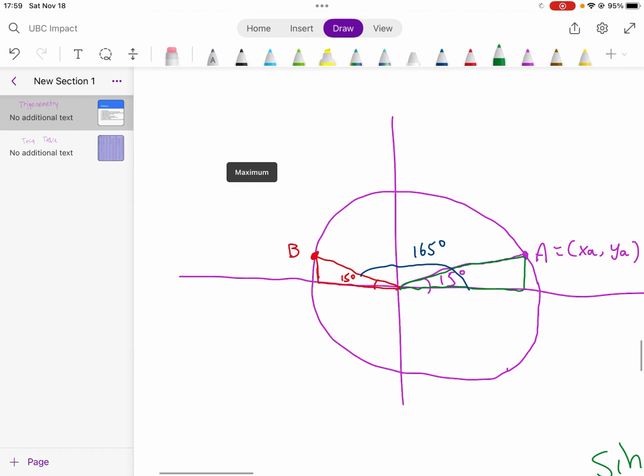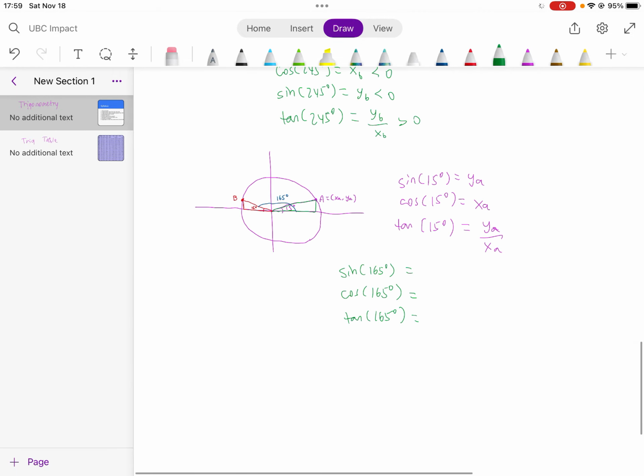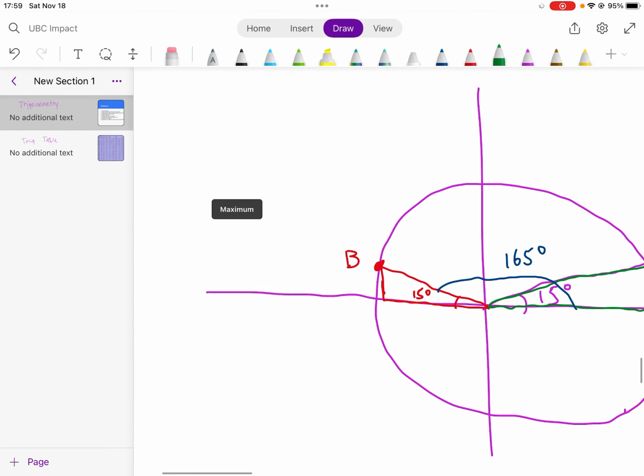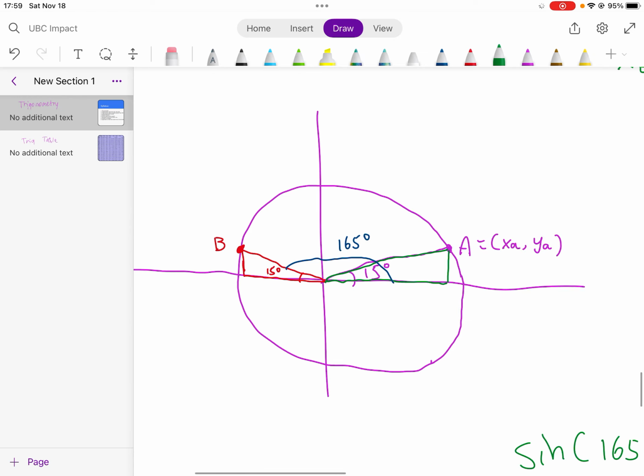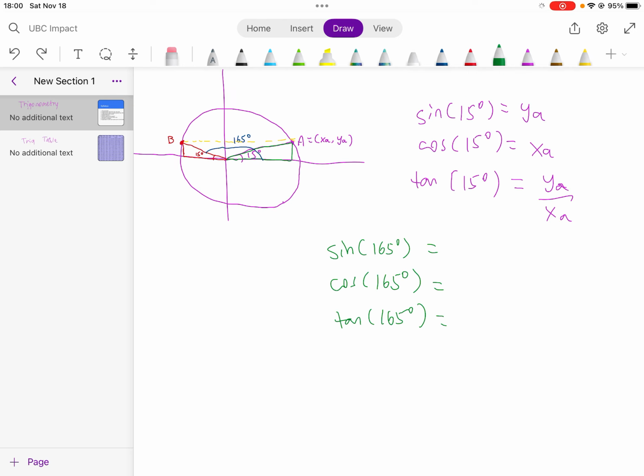Notice I didn't label B. I didn't have XB and YB. We only have XA and YA. So let's try to figure this out in terms of XA and YA. So we know that sine of 165 degrees is going to be equal to YB. But you can easily see that YB and YA are the same value.